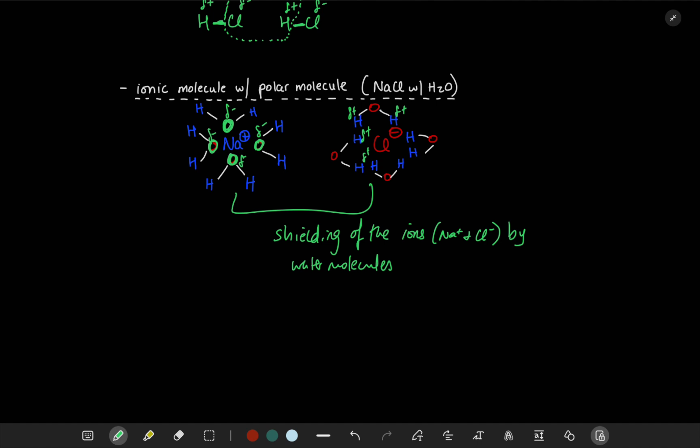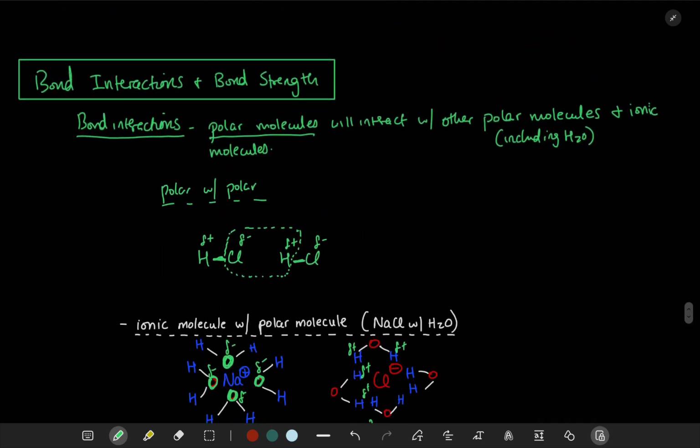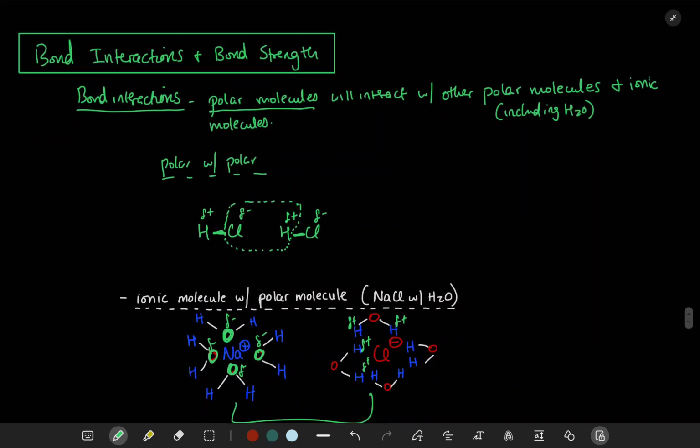Okay, so the net result is that the attractive forces between the water molecules and the constituent ions of sodium chloride will prevent those ions from reassociating into solid NaCl, or sodium chloride. So that's with respect to polar molecules, right? So we said overall polar molecules will interact with other polar molecules and ionic molecules, and water is included in that category of polar molecules. Okay, so what happens with respect to non-polar molecules?